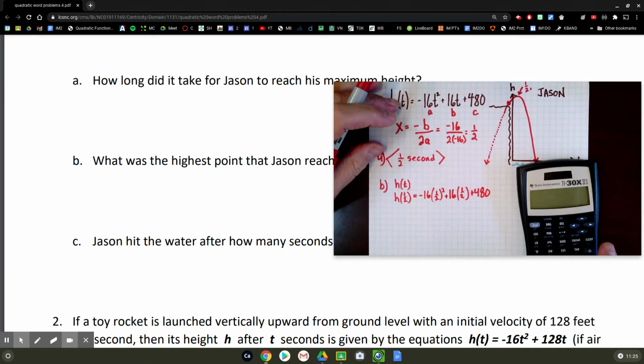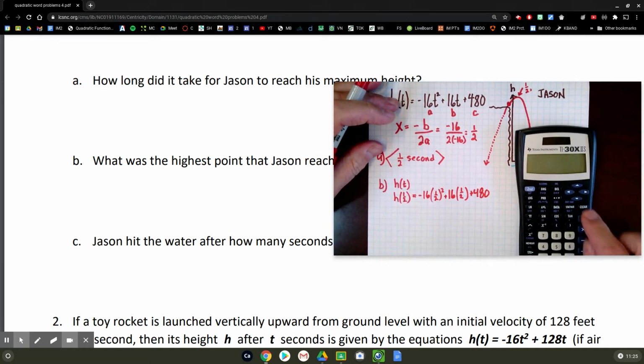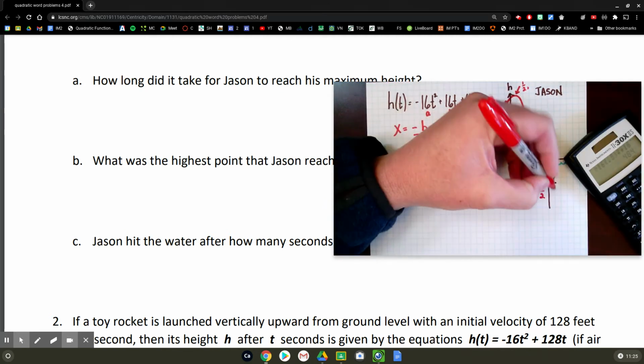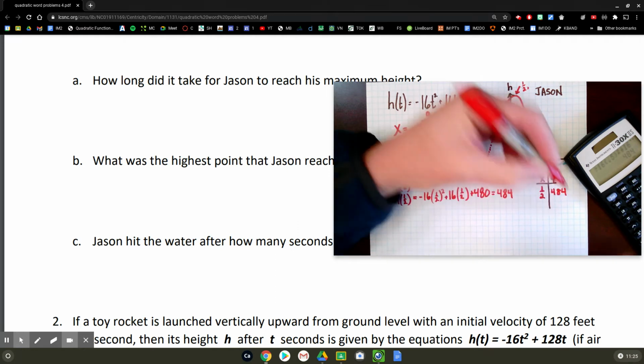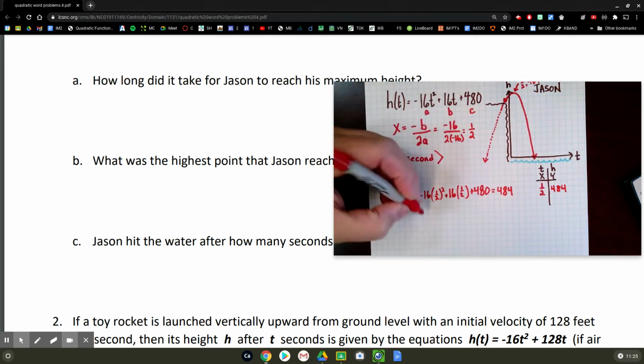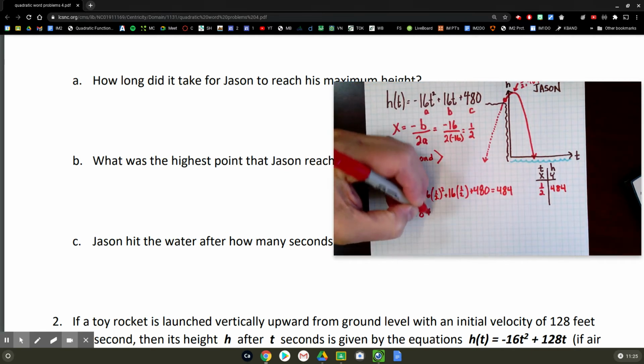If I wanted to crunch that number with a calculator, it's pretty straightforward. I'm going to do negative 16 times 0.5 squared plus 16 times 0.5 plus 480. That's going to give me 484, which in this problem is his max height: 484 feet.